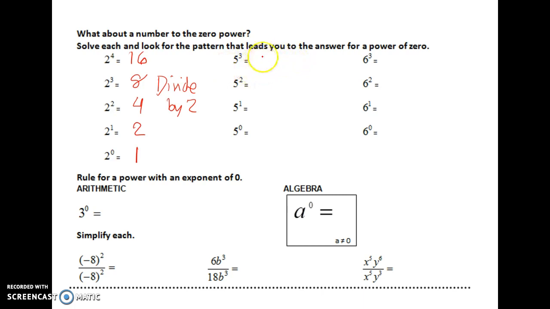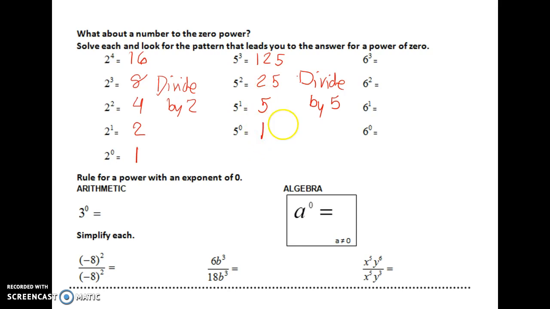Looking over here, we're going to do the same thing. I want you to pause the video and figure out what the relationship is so that you can figure out what 5 to the 0 power is and 6 to the 0 power is. 5 to the 3rd power is 5 times 5 times 5, which is 125. 5 squared is 25. 5 to the 1st is 5. This pattern, as the exponent decreases by 1 with the same base of 5, we are dividing by 5. So that's divided by 5, and 5 divided by 5 would be 1.